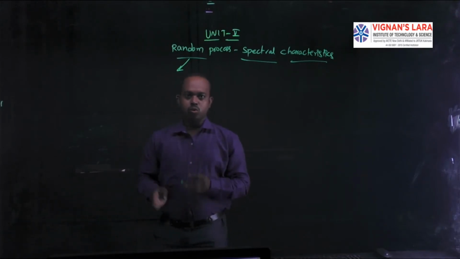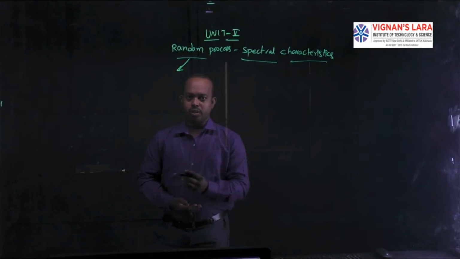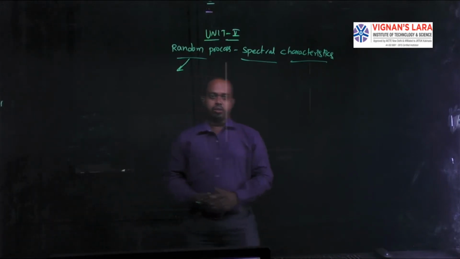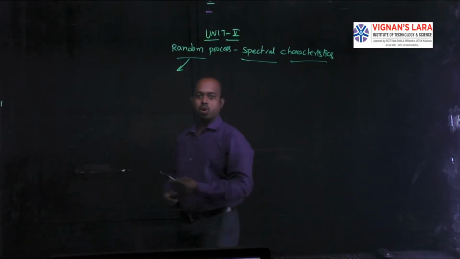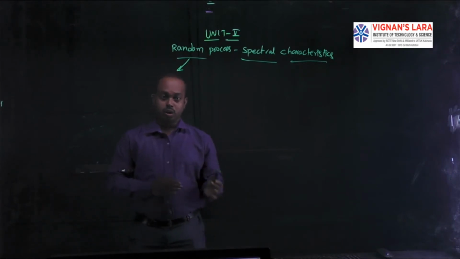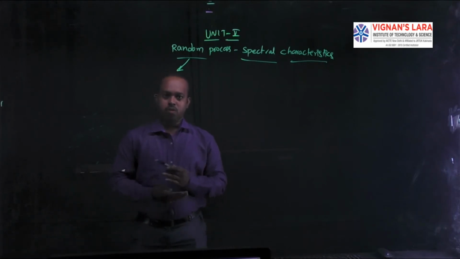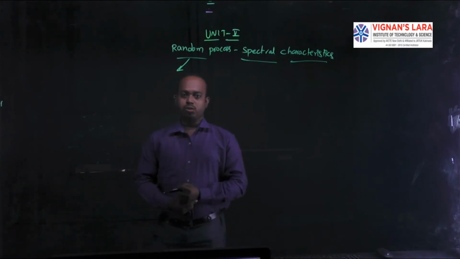After that, we also defined correlation. The correlation we classify into two types: one is autocorrelation and the second one is cross correlation. In that, we also saw the properties of autocorrelation and the properties of cross correlation. Once we complete those properties, we are able to simplify the problems by using the autocorrelation as well as cross correlation functions.